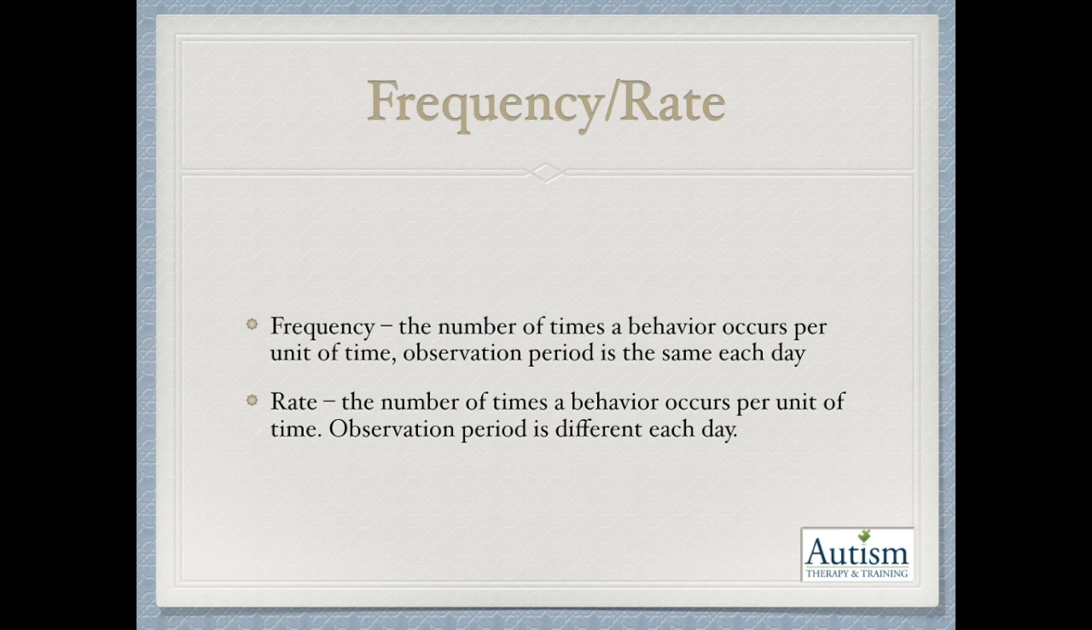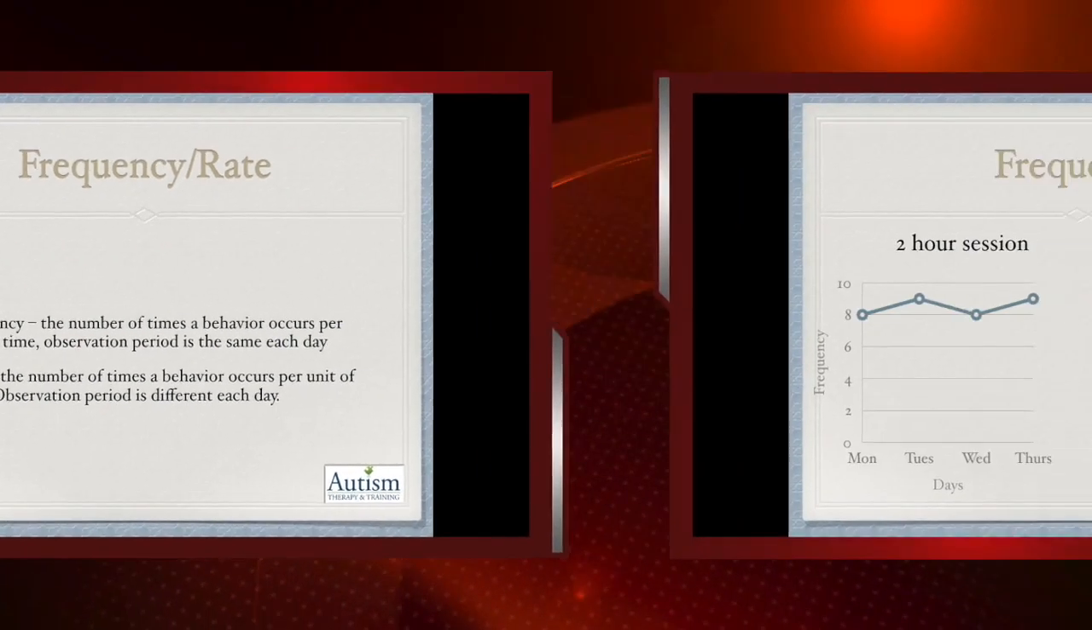Rate varies in that the observation period differs from day to day. At our center, some children come for 3 hours, and on another day they might come for 5 hours. With rate, you will need to take the number of behaviors and divide it by time. For example, 8 hits divided by 2 hours, which would equal 4. This means the behavior occurred about 4 times an hour.